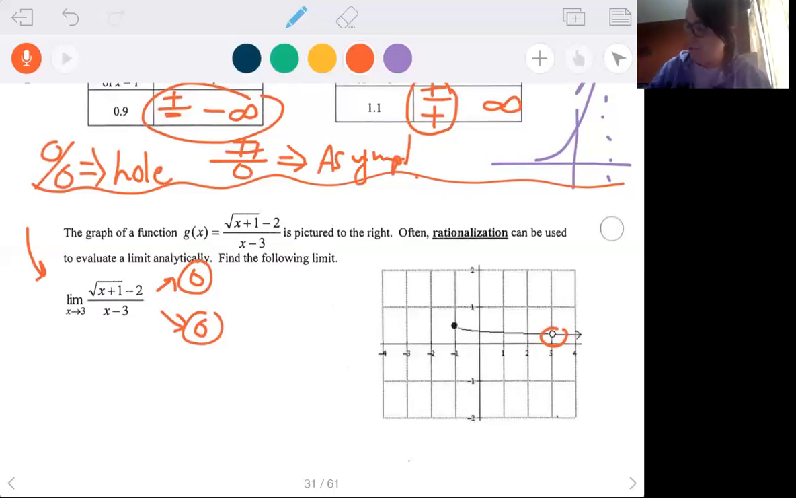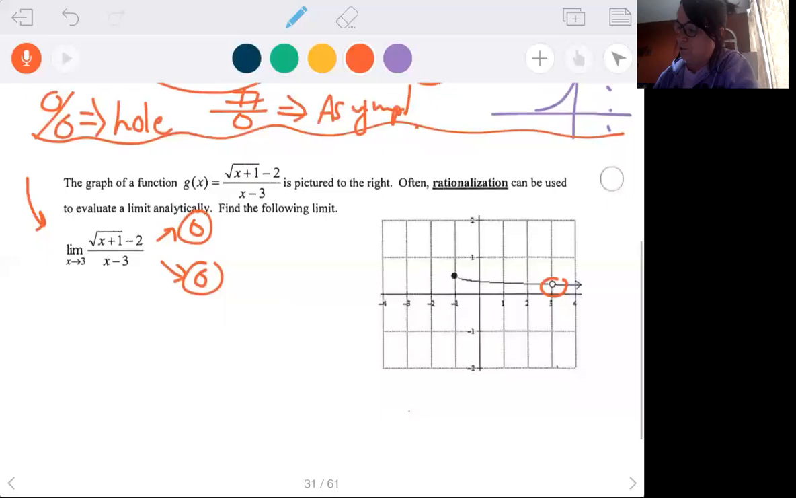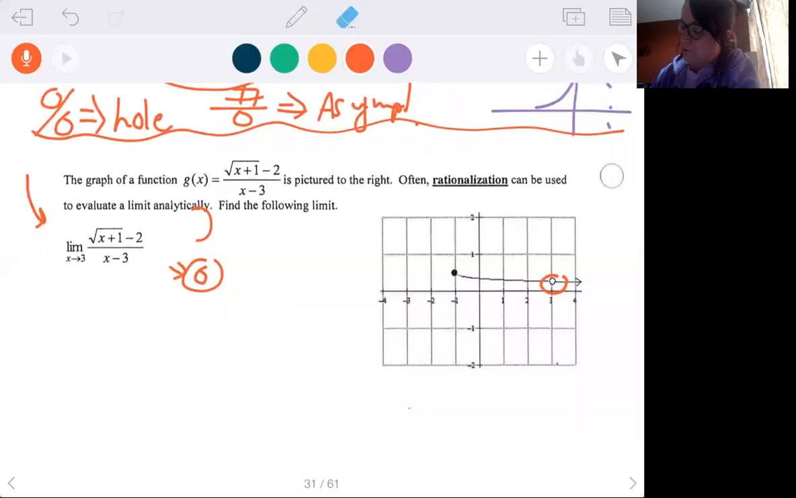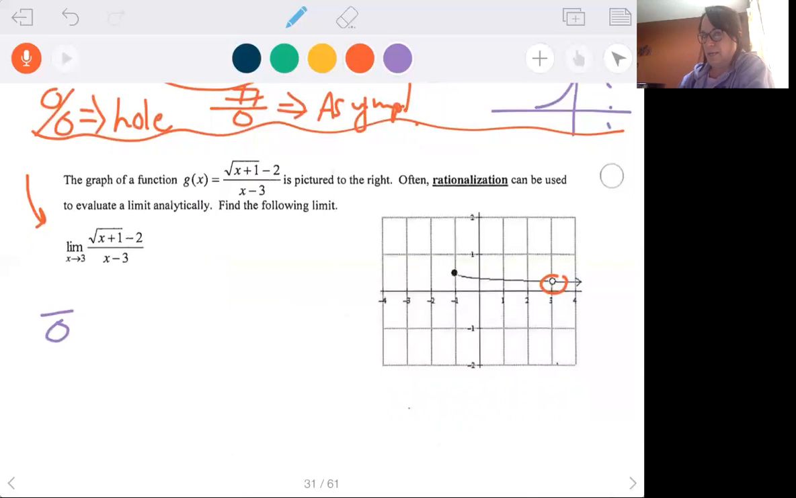So what am I going to do here? I'm stuck and I can't factor. So what we often do is rationalization, which is get rid of that root because I don't like it. By the way, because I put a 3 in and I got a 0 on the bottom, I also know there has to be an x minus 3 on the top. That's the only thing that 3 makes 0. You might say, how is there an x minus 3 on the top? Well, if we get rid of that root, I think we'll find it.